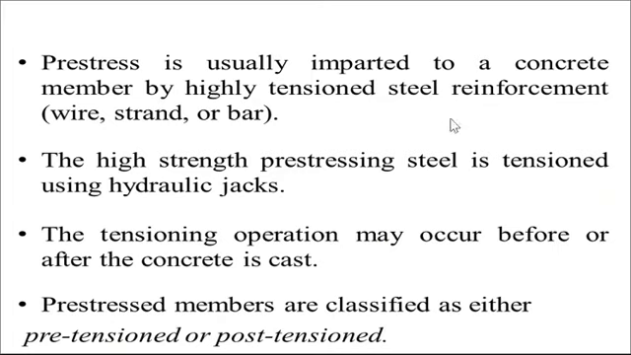Prestress is usually imparted to a concrete member by high tension steel reinforcement like wire, strand or bar. The high strength prestressing steel is tensioned using a hydraulic jack. The tensioning operation may occur before or after the concrete is cast. If the prestressing is done before casting, then it is called pretension, and if it is done after concreting and after a suitable period of curing, then it is called post tension.